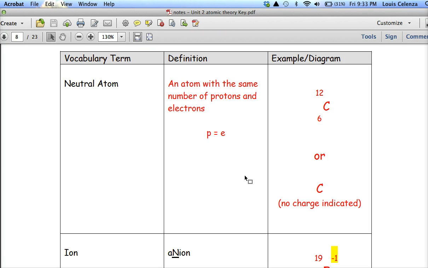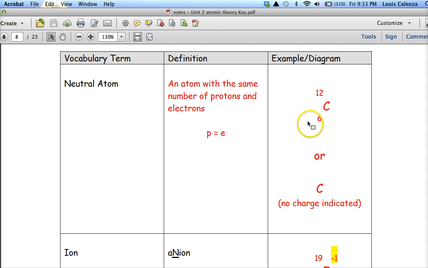Okay, so here we are with Unit 2, Lesson 3. If you remember back to the previous lesson, we said that atoms generally have the same number of protons as electrons. That's what makes atoms neutral. There are occasions where atoms are not neutral anymore, and at that point they're not called an atom. They are called an ion. So we're going to look at what happens when an atom becomes an ion.